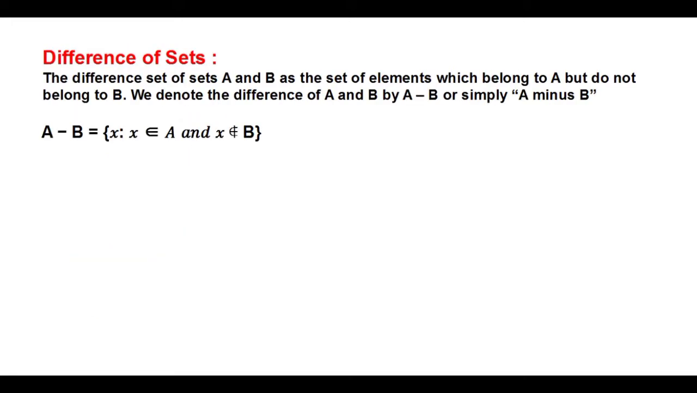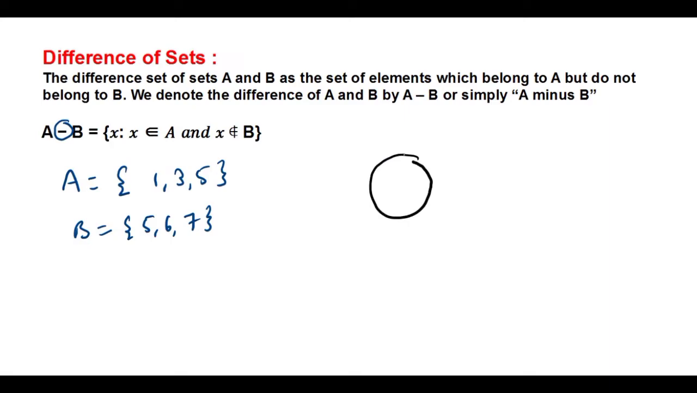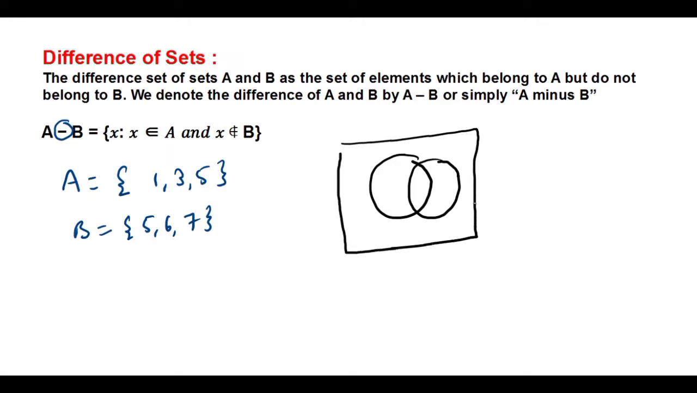Difference of sets. Difference is one of the operations on sets. Already we have discussed union and intersection. Now here you can see it is a minus. So what is the meaning of this? For example, set A I'm going to take as 1, 3, 5, and set B as 5, 6, 7. How can you represent this in a Venn diagram? As usual, two circles, and the universal set, that is a rectangle. This is A and this is B. The middle part, the common element in both, is 5.